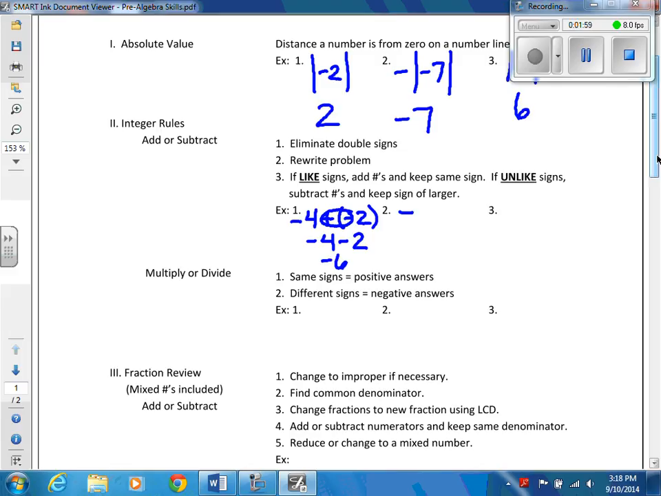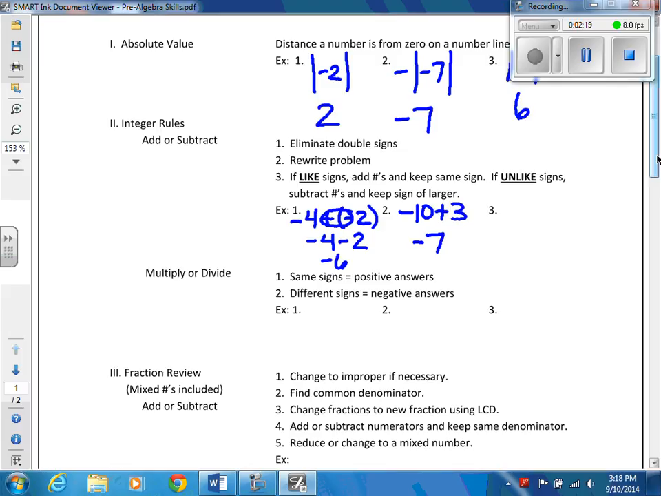For the next one, I have -10 plus 3. There are no double signs because it goes sign, number, so I don't have to worry about that. And the signs are different. There's a negative number and a positive number. So I need to subtract the numbers this time. 10 take away 3 is going to leave me with 7. Because 10 is the bigger number and it's a negative number, the answer is -7.